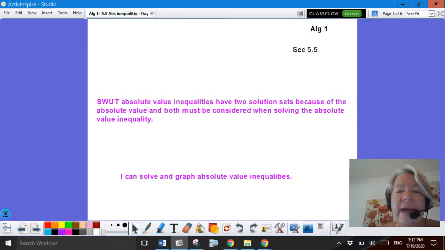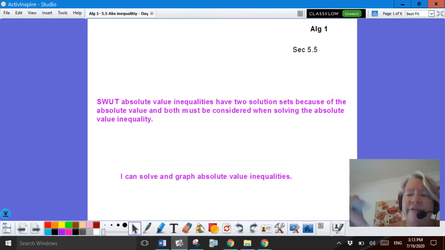All right, so we're going to go ahead and work on section 5.5 today, and we're talking about absolute value inequalities. And absolute value inequalities show up as compound inequalities. So that means we're going to be looking at either an and or an or, and usually these are ands. Okay, usually these are ands, but don't panic if an or shows up. We're going to handle them exactly the same way.